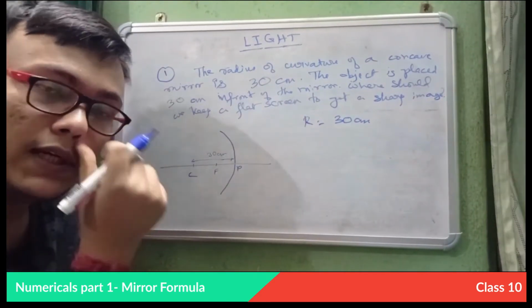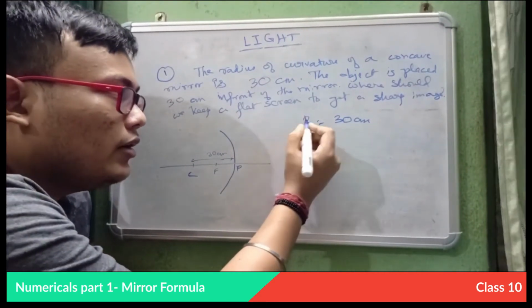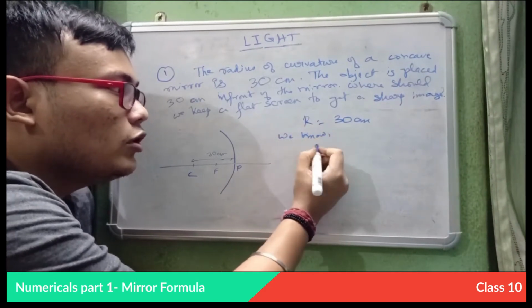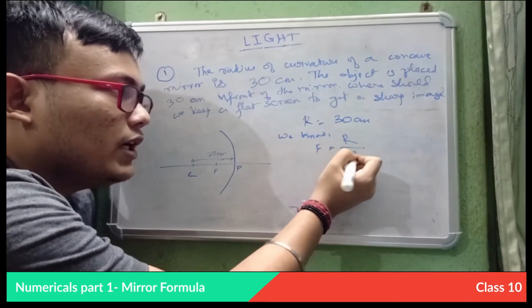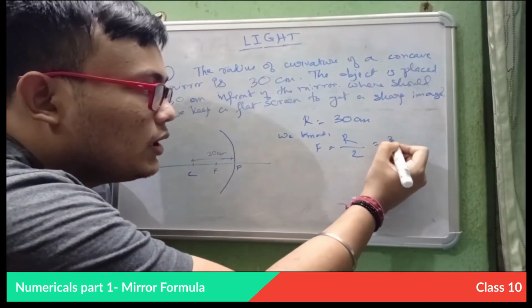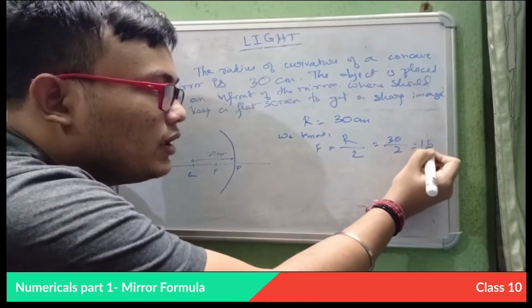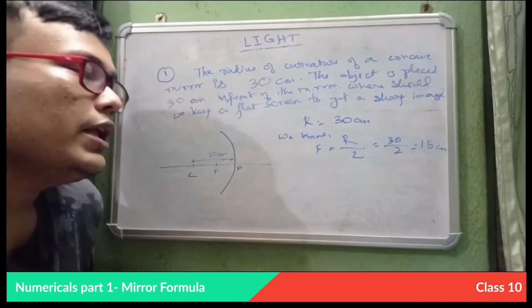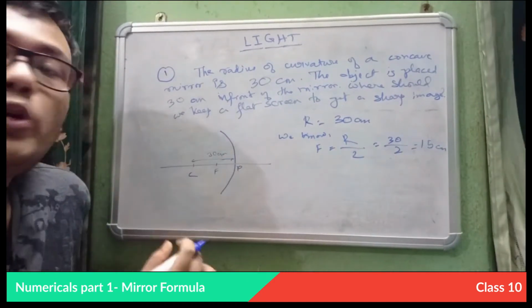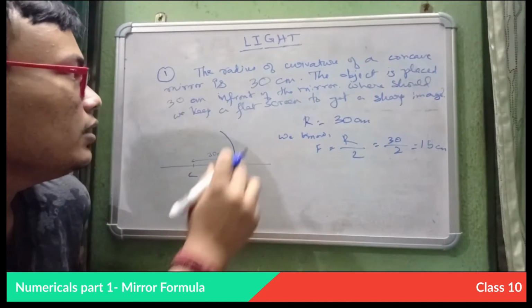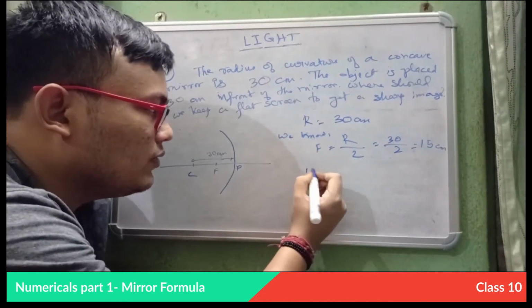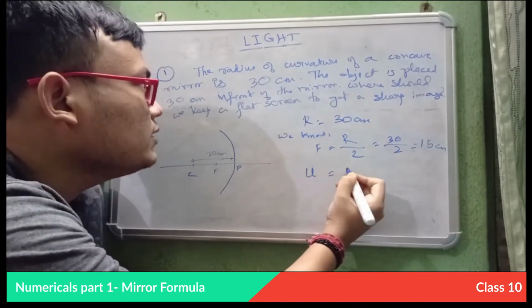We had discussed in previous videos a relationship between focal length and radius of curvature: focal length is half of the radius. So f is 30 by 2, that is 15 centimeters, right? Another quantity given in the question is that the object is placed 30 centimeters in front of the mirror. So object distance, denoted by u, is 30 centimeters.